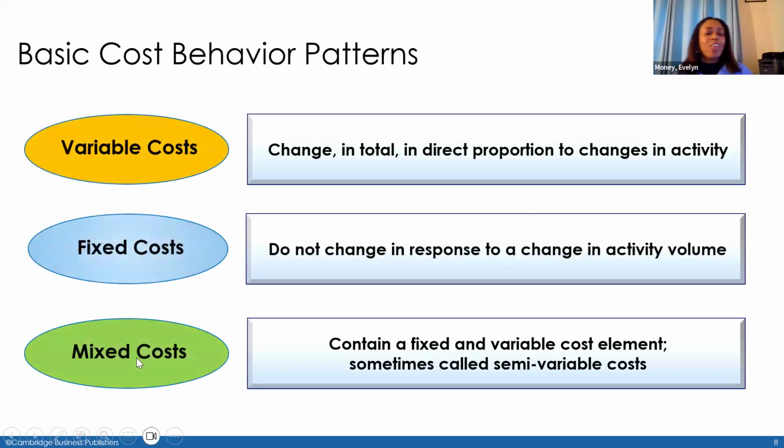Now, let's look at the next category. The next category would be a mixed cost. In other words, there is a fixed component and a variable component. You'll see this a lot with utility bills, water, electricity, phone bills, things of that nature.